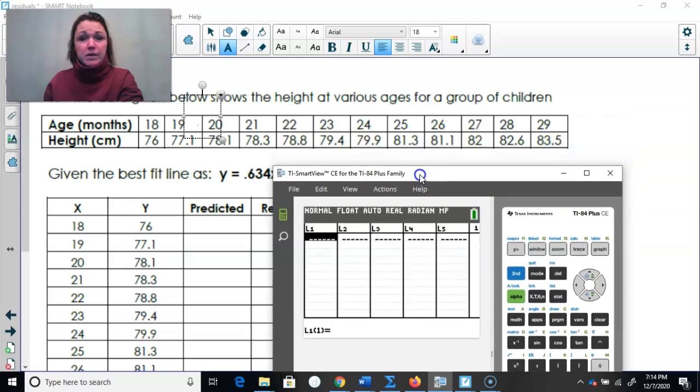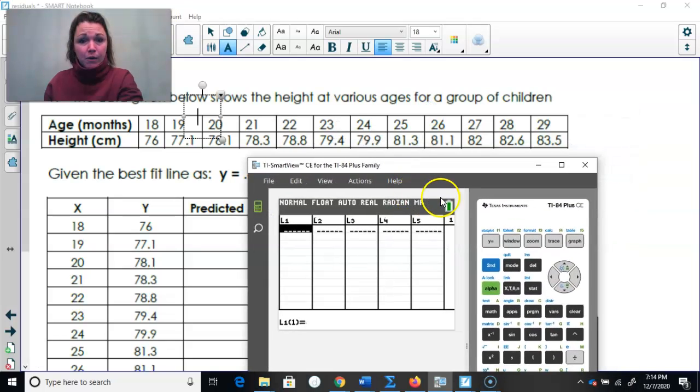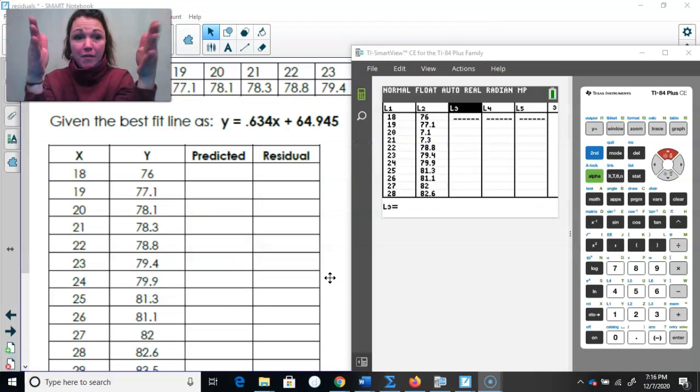So what I want you to do is pause the video right now and do that. I'm going to do the same. Okay, ladies and gentlemen, we should have all of our data in L1 and L2 right now.